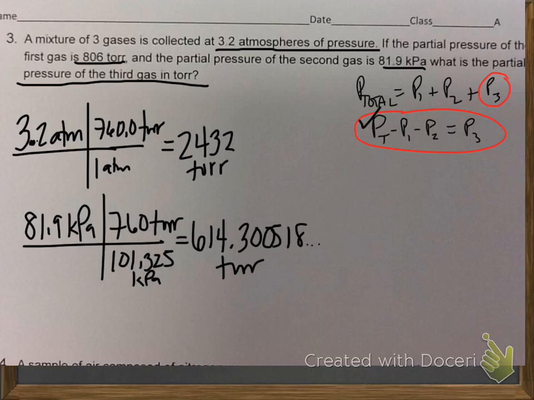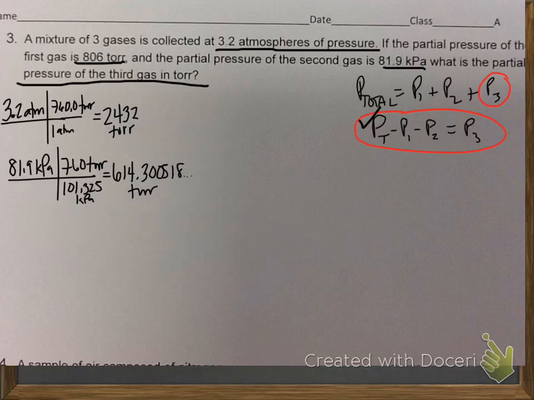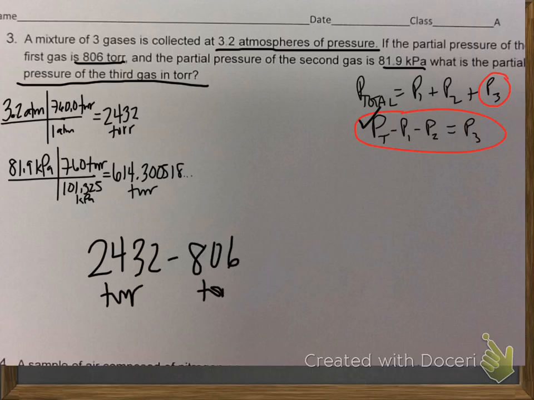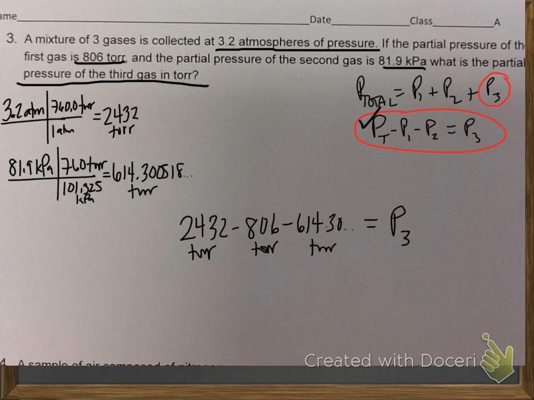I'm going to shrink these two. Okay, so P total is 2,432 torr minus 806 torr minus 614.30, etc. torr, and that whole thing, we believe, is equal to the pressure of the third gas. That gives us a raw number, and actually I think this is maybe a better problem in torr. We get a raw answer of 1,011.699482 torr is P3. Now, how many sig figs do we get?